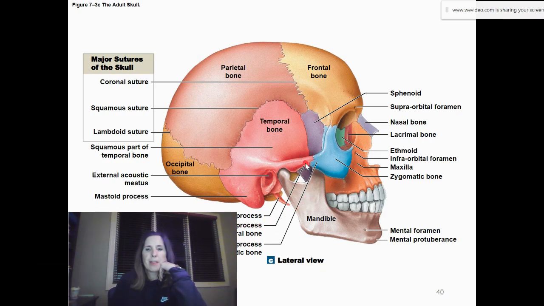So this blue bone here is the zygomatic bone, and the zygomatic bone is your cheekbone. You can even feel along as you go towards your ear, and right here this would be your external acoustic meatus. This is going to lead to your eardrum. You can go right along with your ear and feel the zygomatic process of the temporal bone.